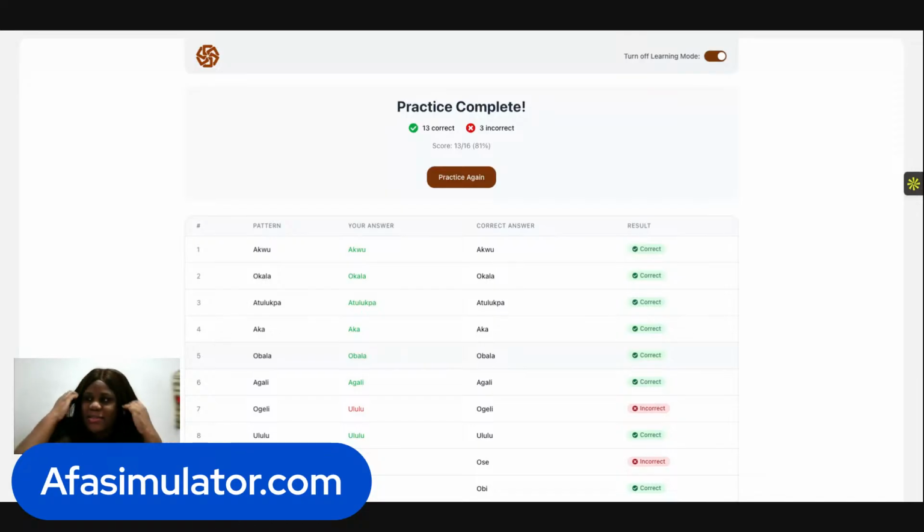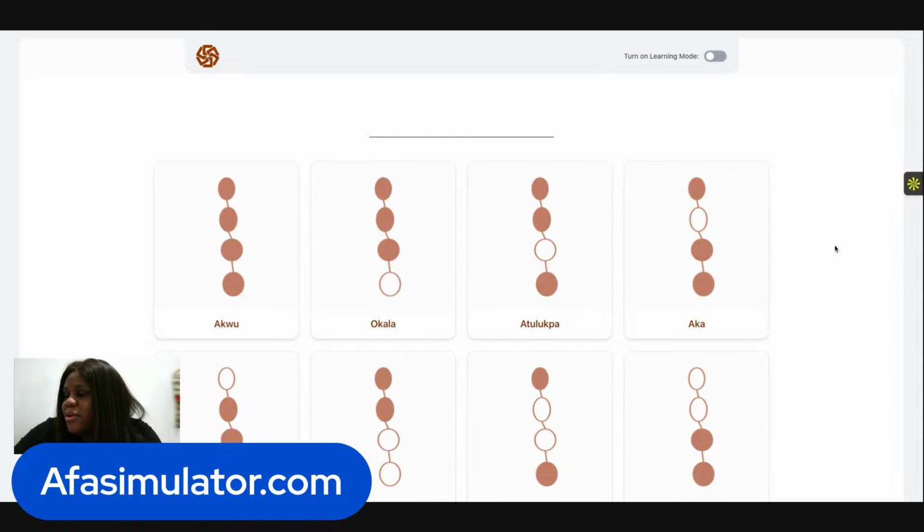This time I'm at 17. I got 13 correct out of 16. So I'm getting closer. I'm getting closer. Yeah, this thing is not easy. Let me see if I can get more correct. This time I'm gonna study before I just get started. Let's look at these patterns again.